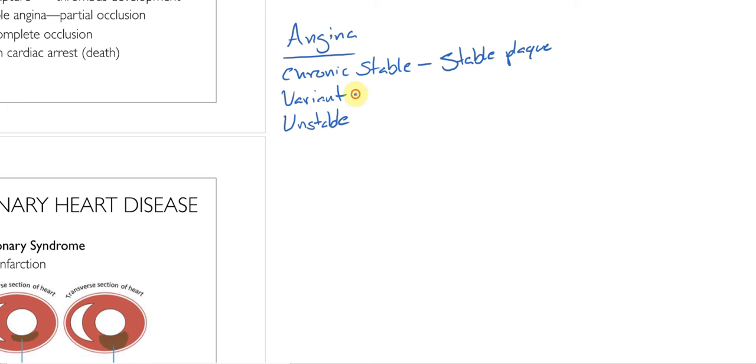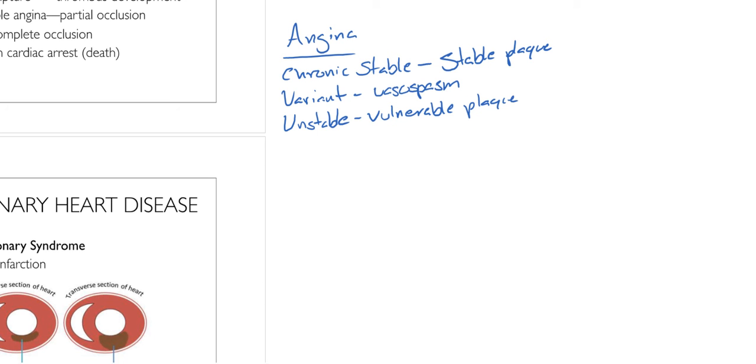Variant was vasospasm. Unstable was a... unstable, oh no, I'm sorry, a vulnerable plaque. So those are angina, the three forms of angina.